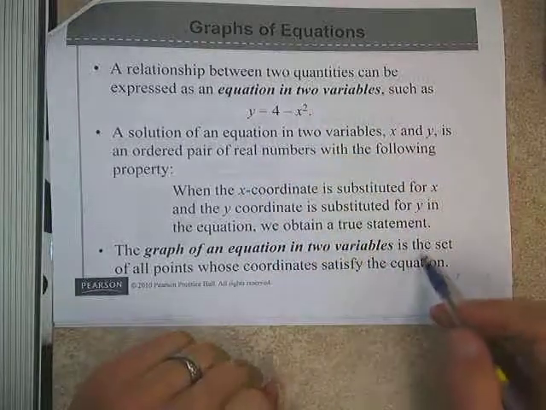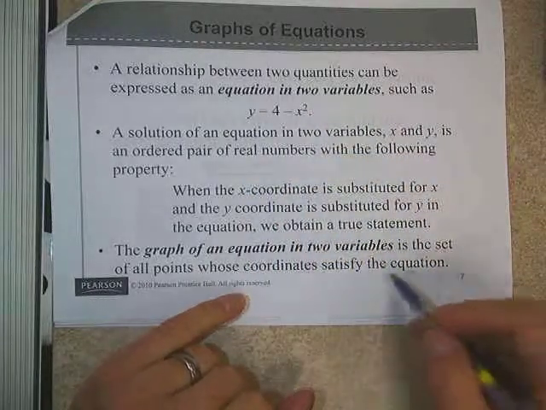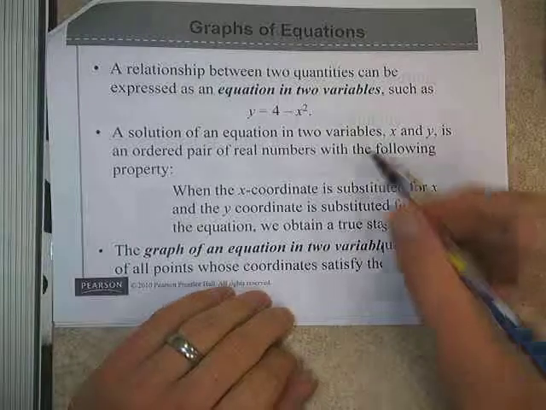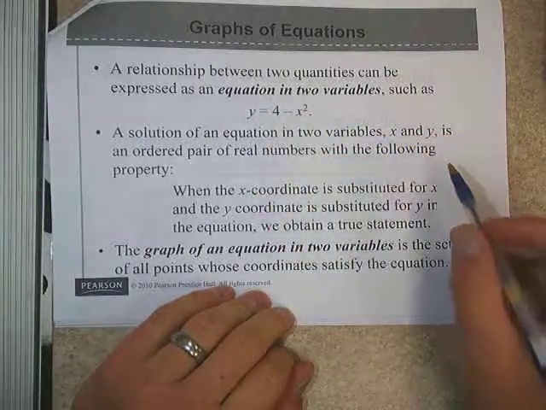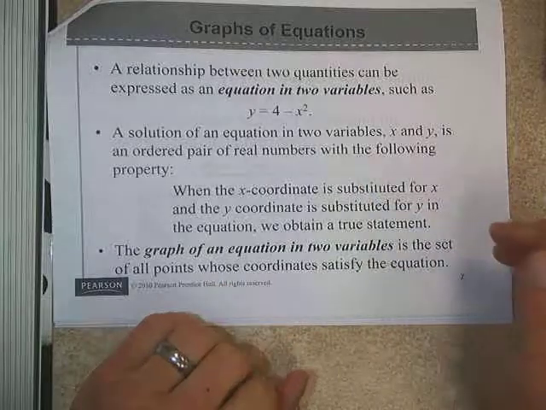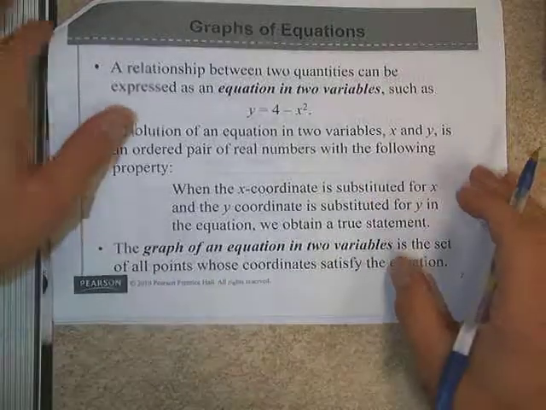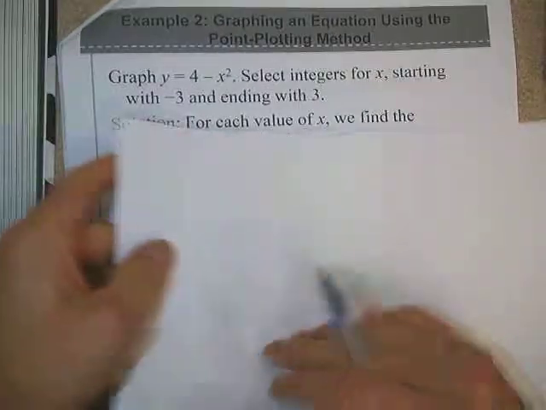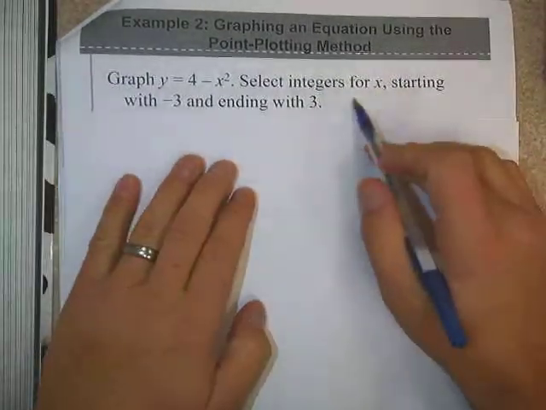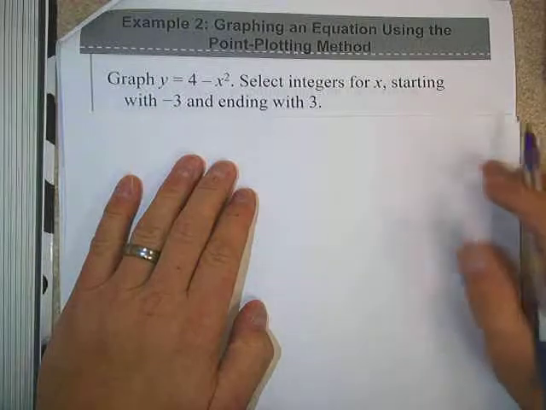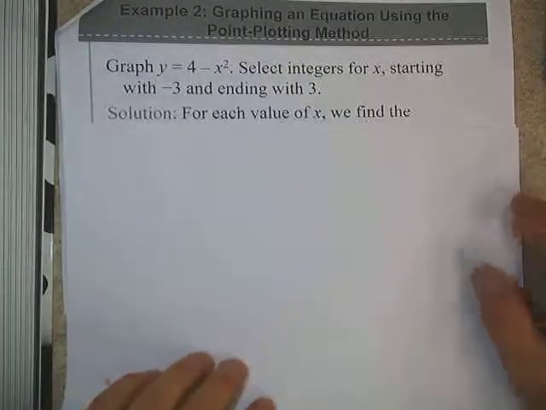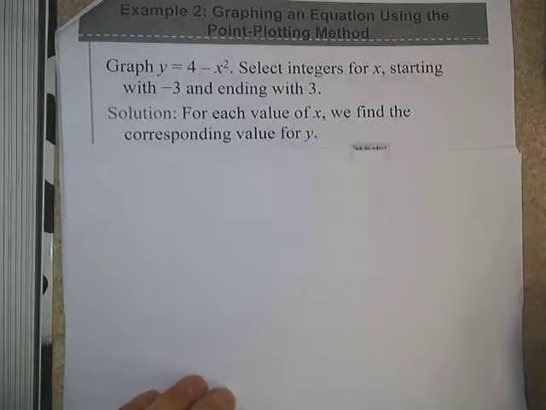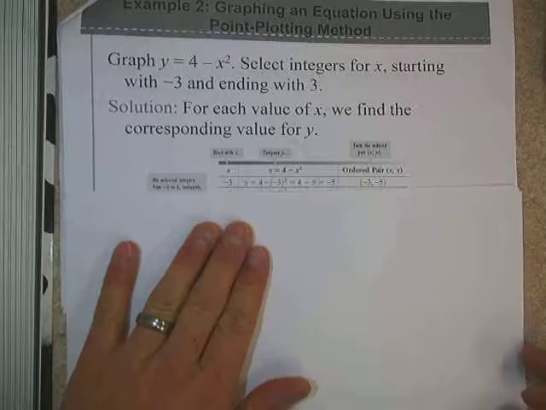Okay. And ultimately, if we were to ask to graph this equation, the graph of that equation is the set of all points whose coordinates satisfy that equation. Okay, there are many different sets of numbers that would make this sentence true, and if we plot them all, we're going to get a graph of that particular equation. Okay, so let's see how that works. So in our case, if we look at the graph selecting integers for x, starting at -3 and ending at 3, okay, we're going to make an xy chart ultimately for this.